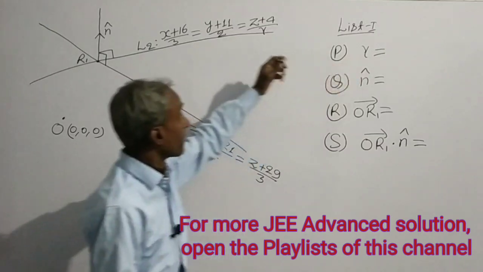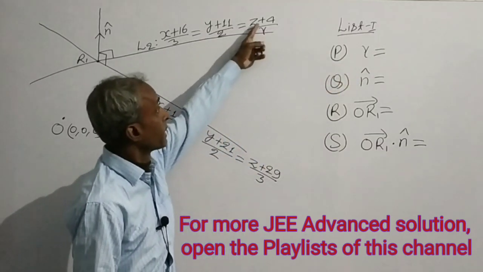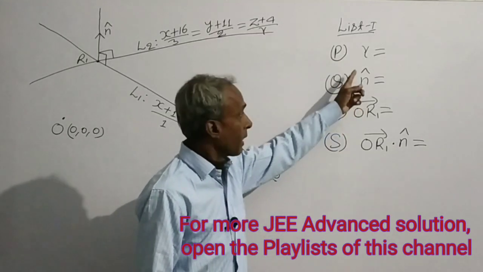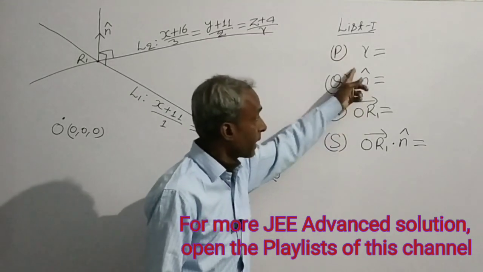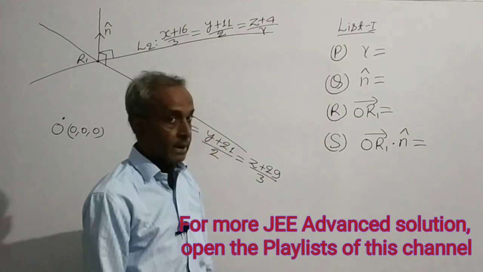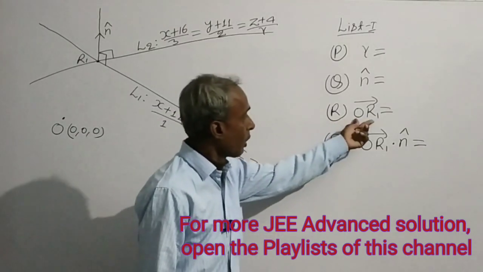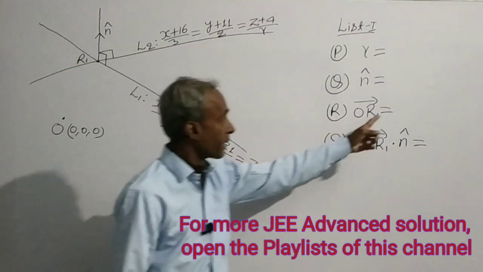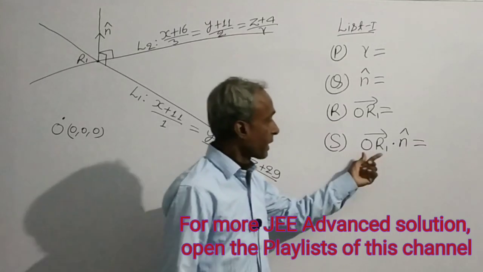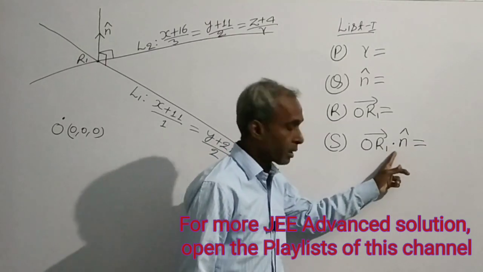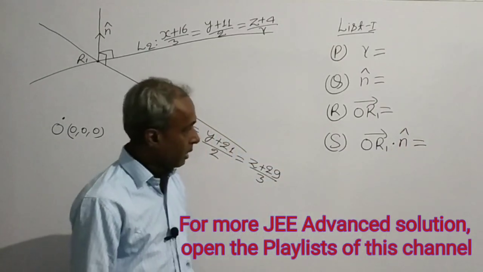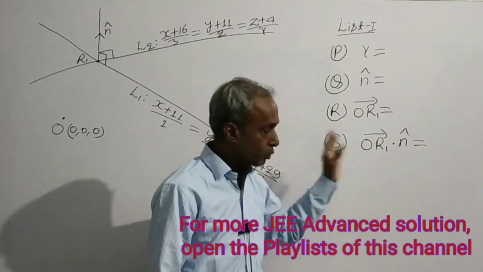Value of gamma. Gamma is here. Z plus 4 by gamma. Possible value of n cap, the unit vector n cap. Vector OR1, this vector. Vector OR1 is equal to what? Vector OR1 dot n cap is equal to what? Now we will start the solution.